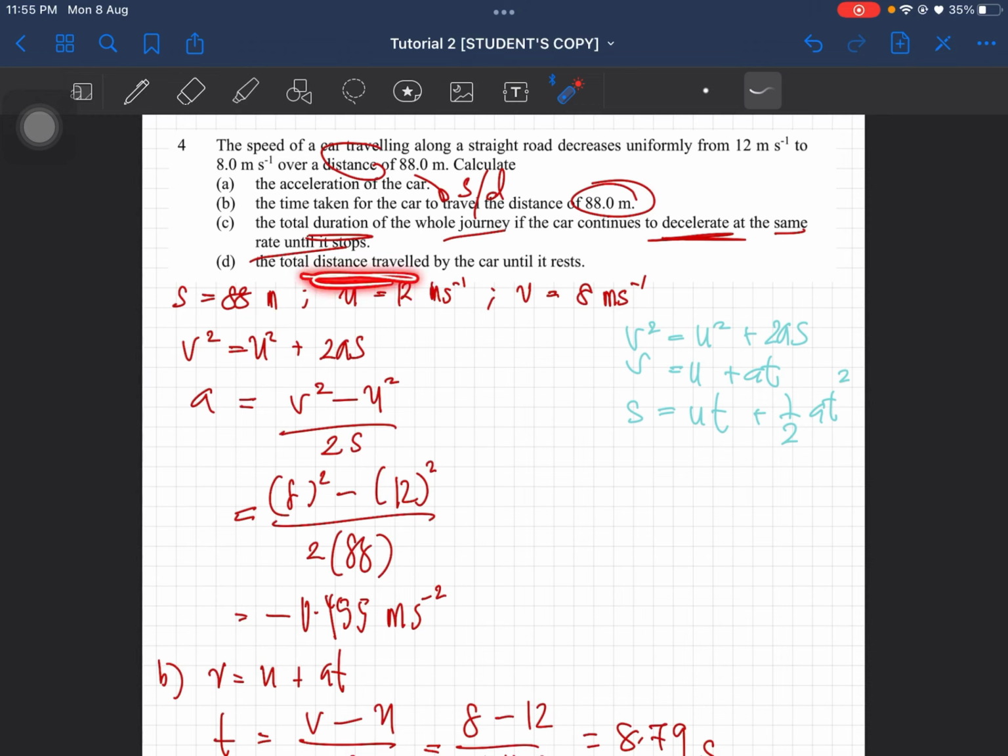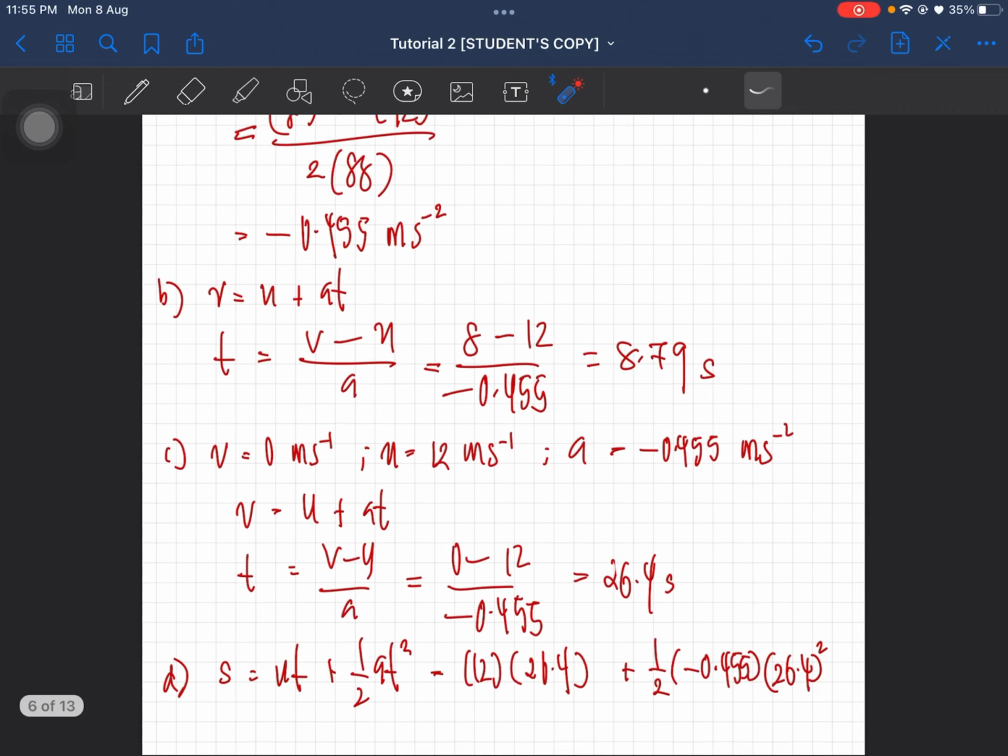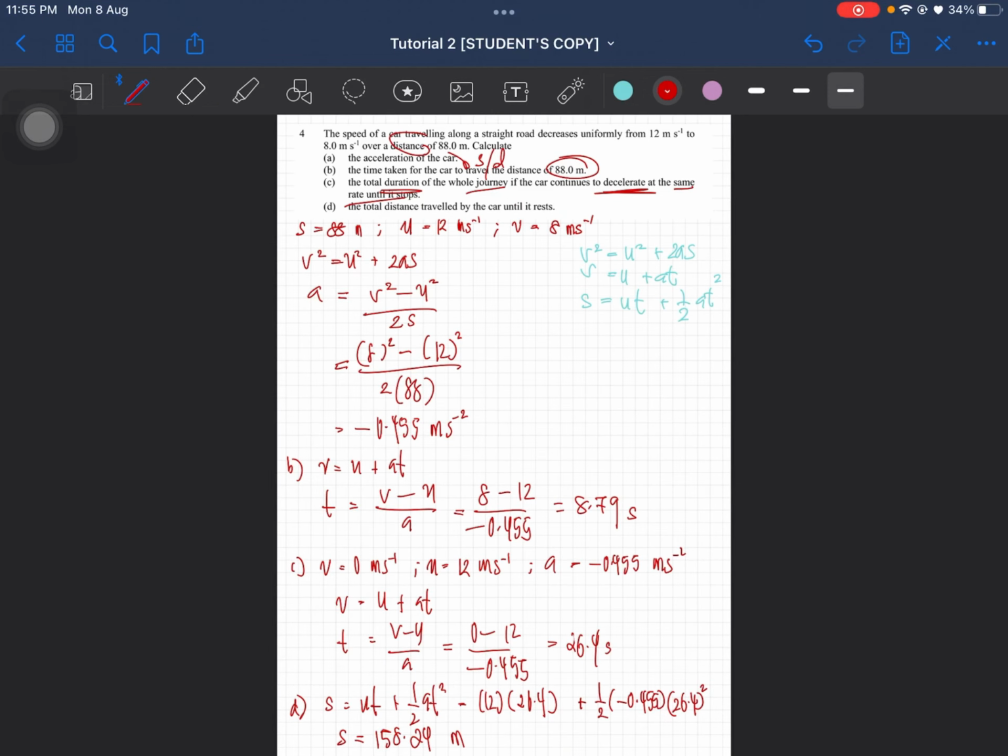Since we are looking for the total distance traveled, we are going to use the total duration of the whole journey, so that is 26.4 seconds. So s is going to be equal to 158.24 meter. Okay, so that is the total distance traveled by the car until it rests. Right, so that is the solution for question number 4.